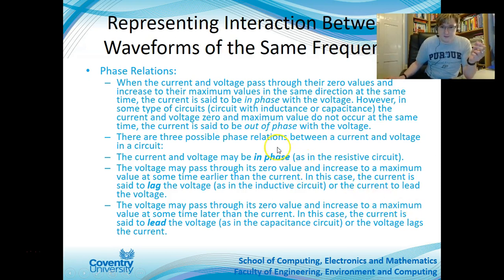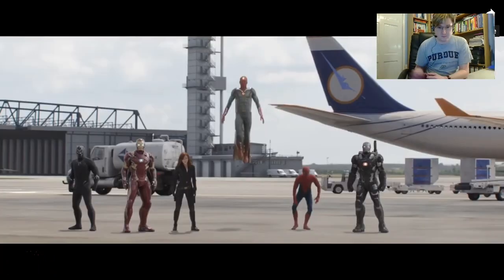So note here it's in phase if it's with a resistive circuit. Current lags the voltage if it's inductive, and current leads the voltage if it's a capacitive circuit. So there's the 3 different ways. It might seem difficult to figure out which case is which, but there's a nice easy expression to do that, and that is this.